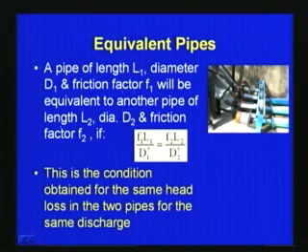If the discharge passing is the same, then we can use the Darcy-Weisbach equation. Since the discharge is the same, and with the assumption of the same head loss in the two pipes, we can equate the Darcy-Weisbach equation for the pipes and write F1 L1 by D1 to the power 5 is equal to F2 L2 by D2 to the power 5. From this, where the lengths are known and F1, F2 are known, we can find what D2 will be in terms of D1, and like that we can calculate the equivalent pipes for the given system using this equation.